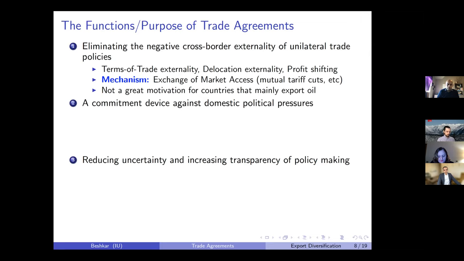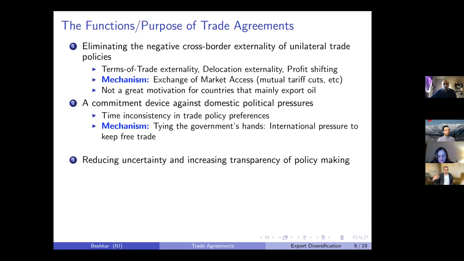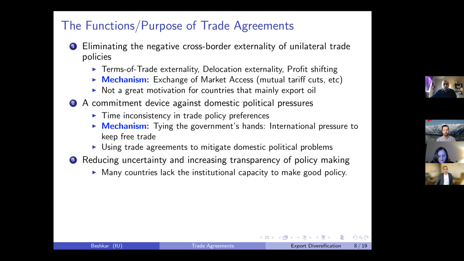But there are other functions that trade agreements have. One is they work as a commitment device against domestic political pressures. The idea is that governments face a time inconsistency in trade policy preferences, because in the short run, they are tempted by pressures from interest groups, lobby groups, and so forth to protect, but they know that in the long run, that's bad for their country. So the mechanism that the agreements provide is to tie the government's hands so that they cannot respond to domestic pressures from interest groups. Basically here, the suggestion is that you can use trade agreements to mitigate domestic political problems.